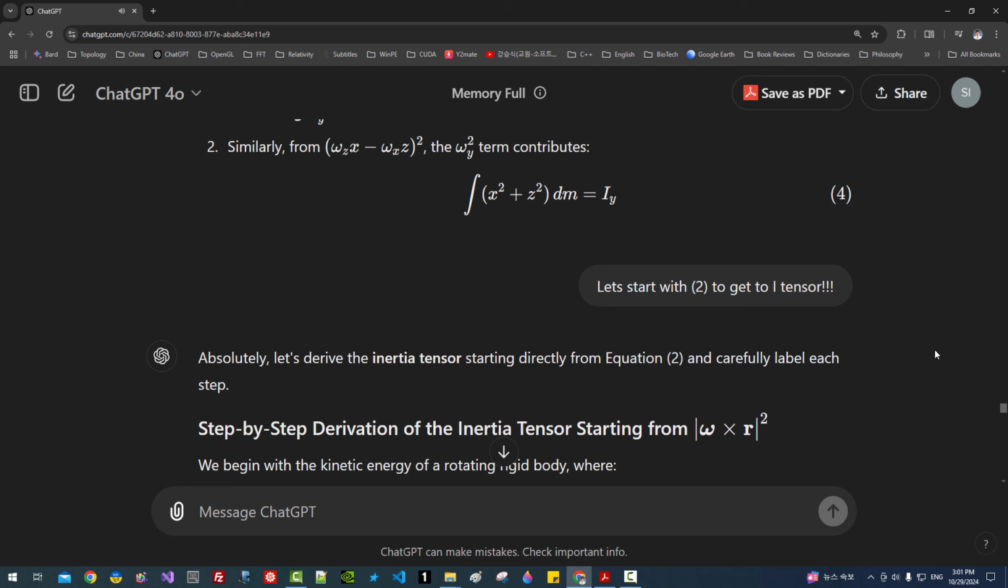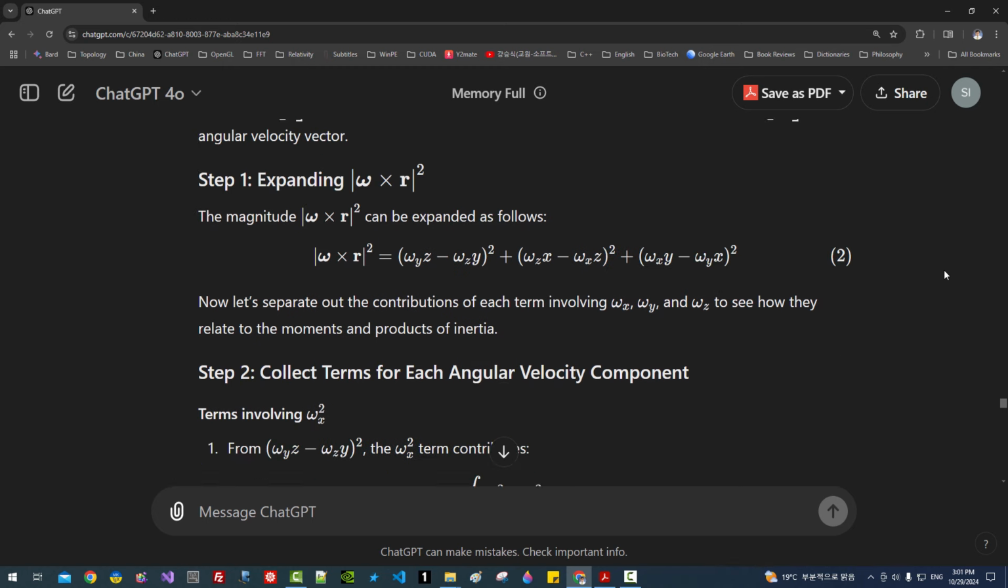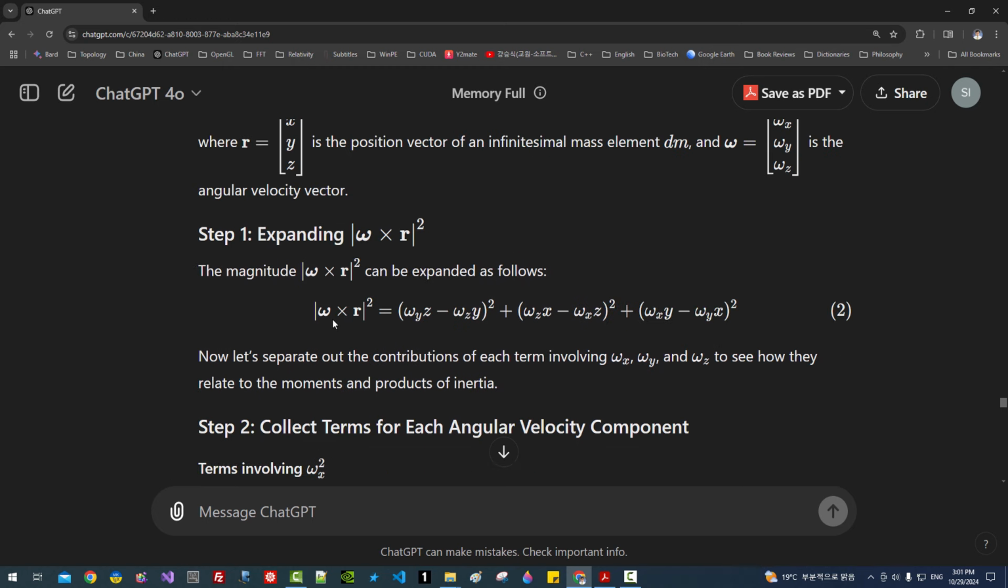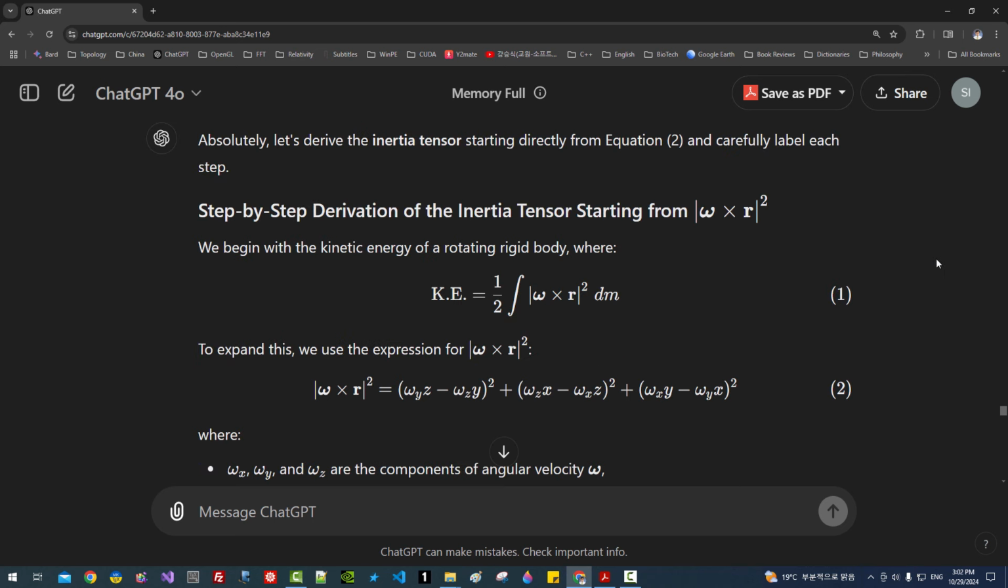Tag 4. Let's start with equation 2 to get to the inertia tensor. This is equation 2, (ω × r)². Absolutely. Let's derive the inertia tensor starting directly from equation 2 and carefully label each step. Step-by-step derivation of the inertia tensor. Starting from equation 2.